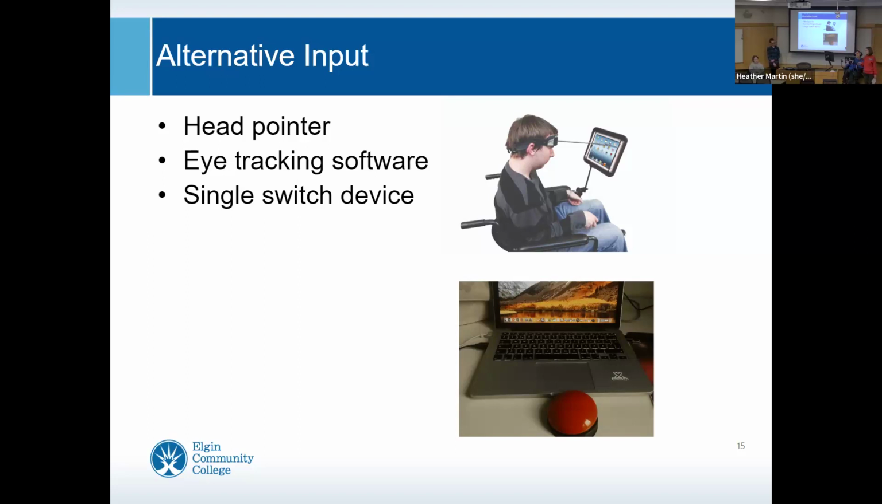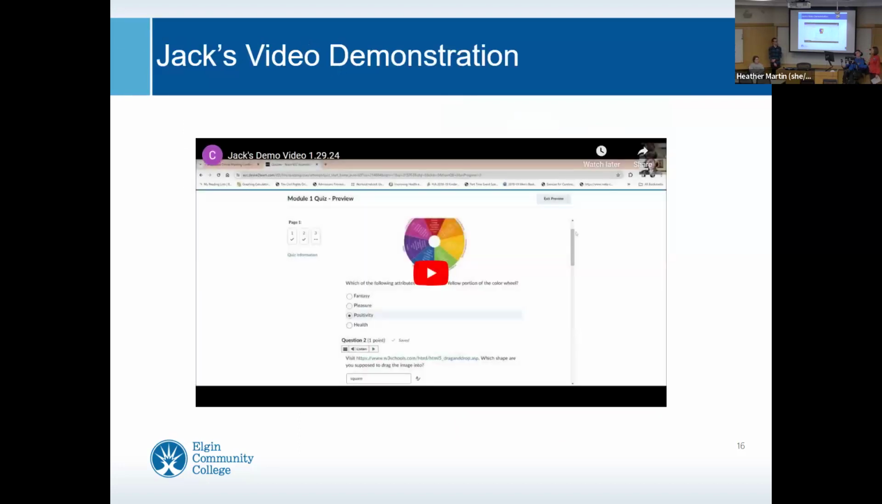There's a single switch device. An individual can press the red button next to the laptop, and it can control things on the computer. So just various different assistive technology devices. This isn't a comprehensive list, but just a sample of different assistive technology. So next we're going to be watching a demo video that Jack made for us, demonstrating how he uses his eye tracking software on D2L for that big quiz that you all took.